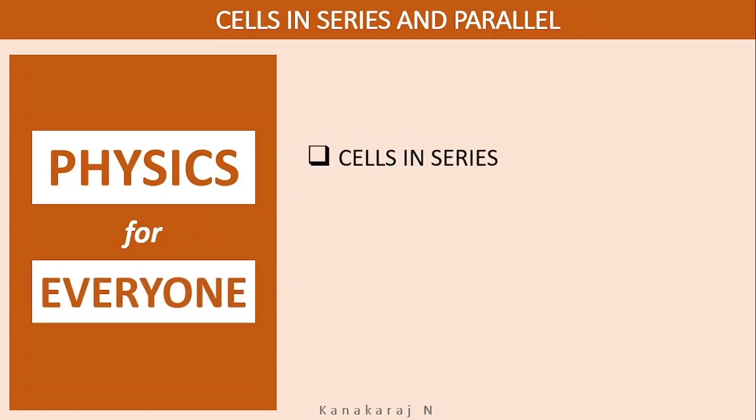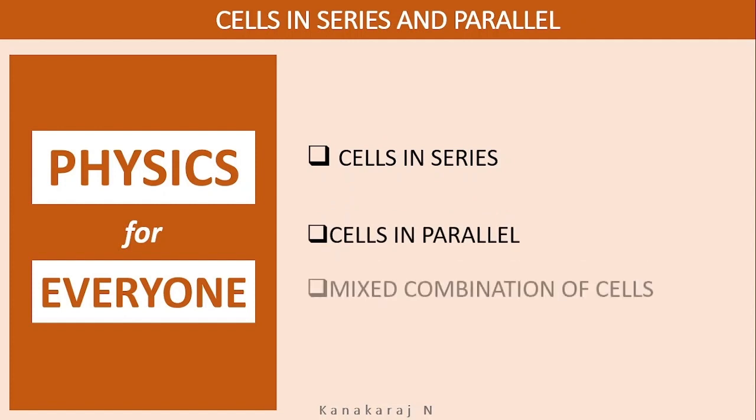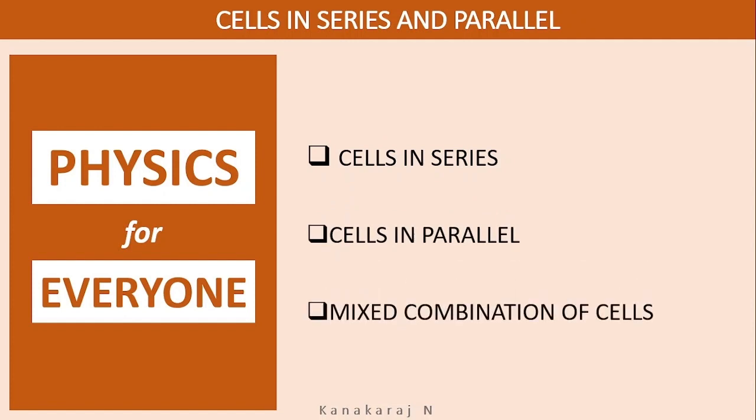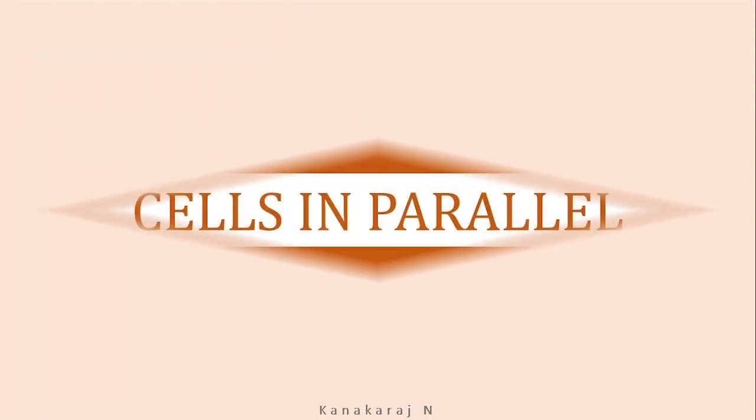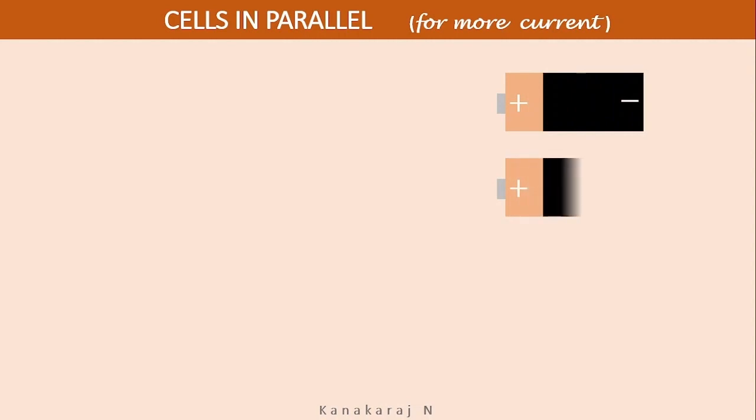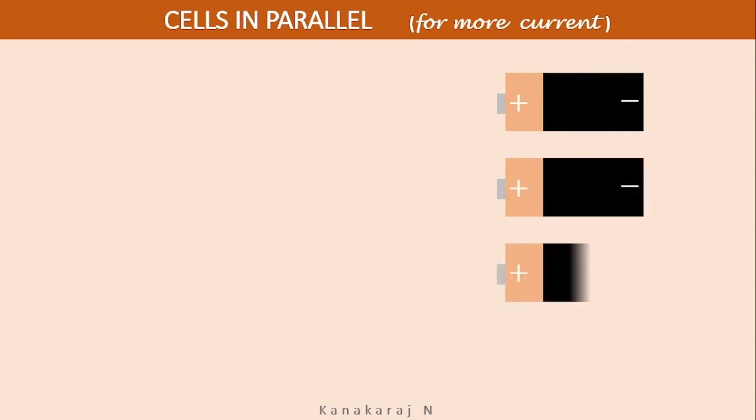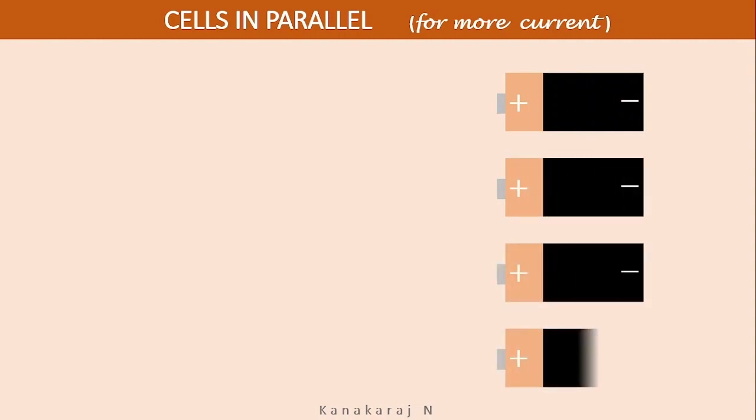In the last class, we have learned cells in series. Now we learn cells in parallel. Next class, we learn mixed combinations of cells. Cells in parallel connection is mainly used for getting more current. First cell, below which second cell, third cell and fourth cell.